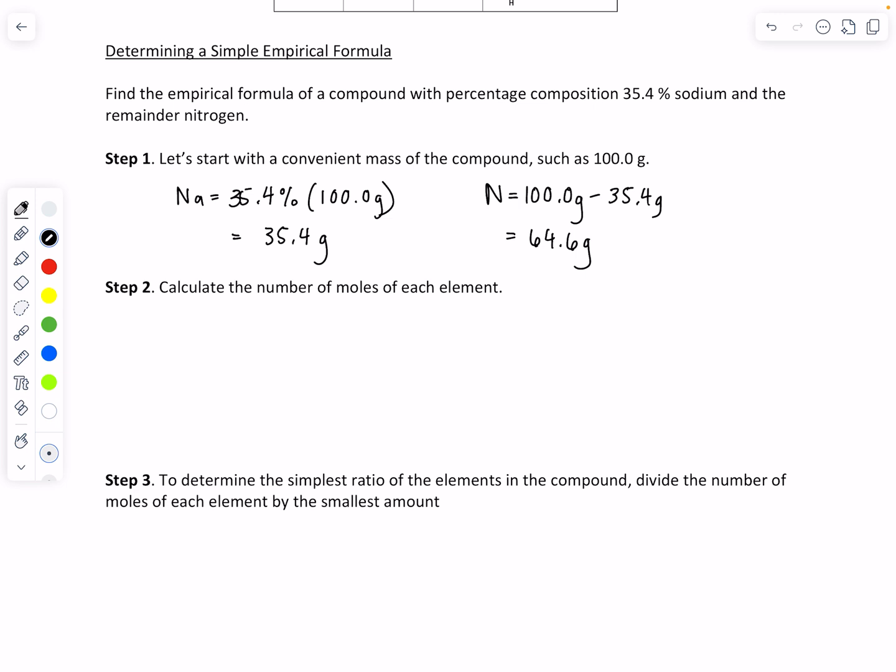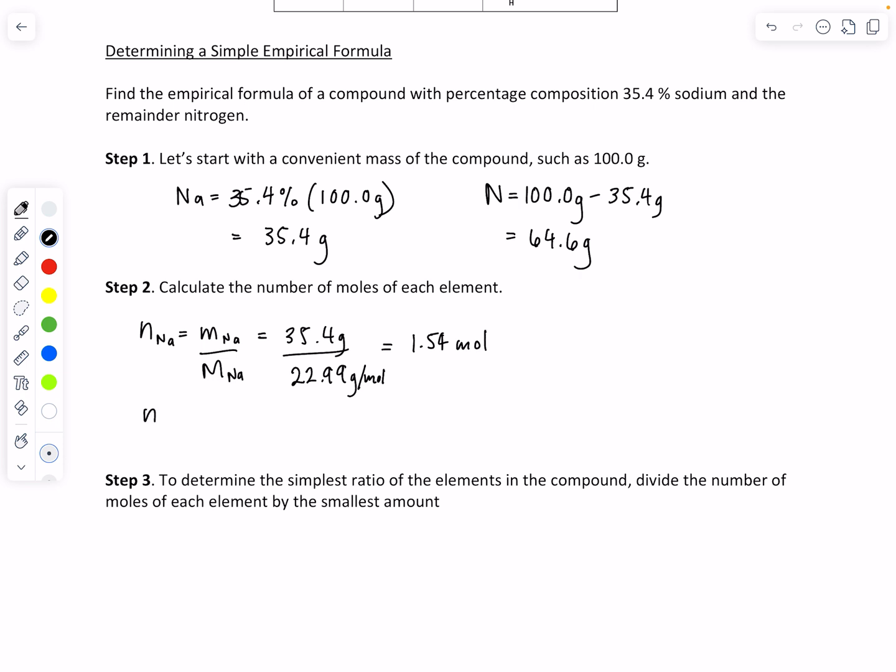The number of moles of sodium is equal to the mass of sodium divided by the molar mass of sodium. We chose a 100 gram sample, so the mass of sodium is 35.4 grams. And the molar mass of sodium from a periodic table is 22.99 grams per mole. So that gives us 1.54 moles of sodium.